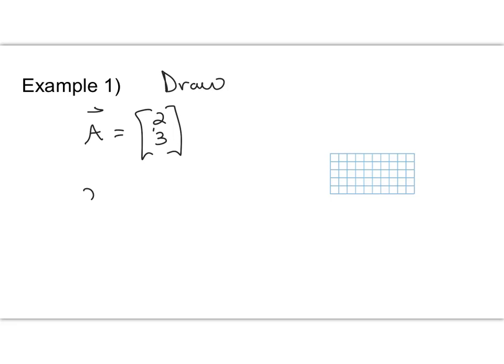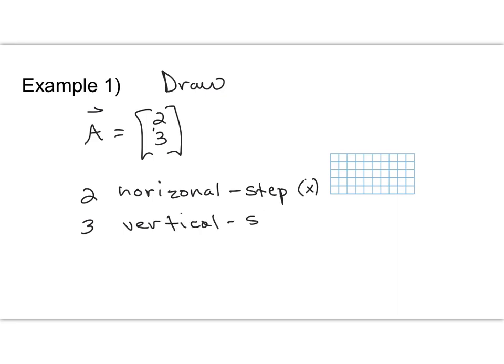And you'll see here that 2 is the horizontal movement. We actually call that the horizontal step. And it is what we know as the x direction. It doesn't have to be centered, it can be anywhere, but it's horizontal. And then 3 is the vertical step, which we refer to as the y.